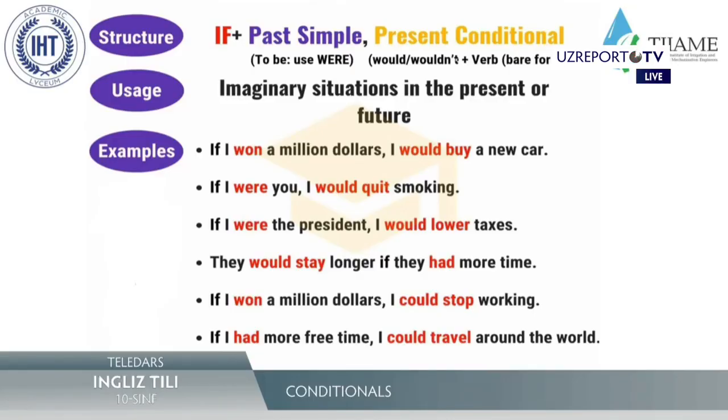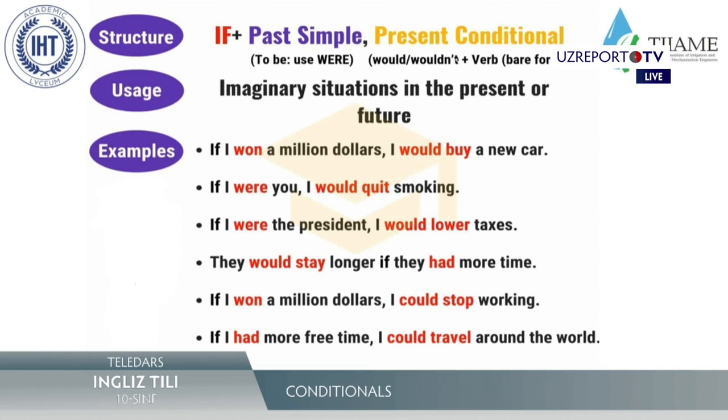So I don't think that you have problems with past simple. Past simple is a verb with ed ending or the second column of irregular verbs. And present conditional, it is would or would not. Instead of will and won't, we use would and would not. And a verb, again in the form of bare infinitive without the particle to.